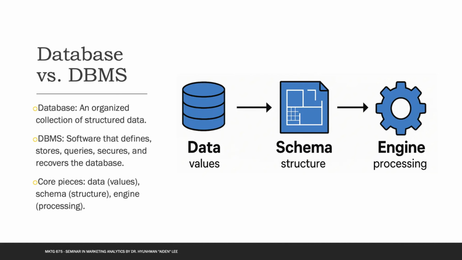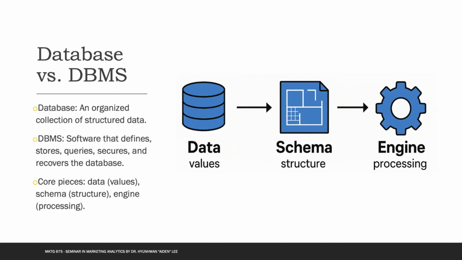Here is an easy analogy. Imagine a library. The books on the shelves are the database. The librarian and the catalog system together are the DBMS. Books equal data. The catalog rules that say where each book belongs equal the schema. The librarian who finds and returns books quickly is like the engine that performs work.